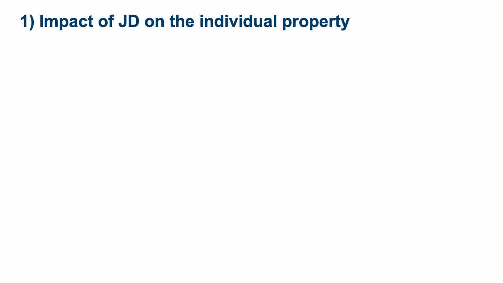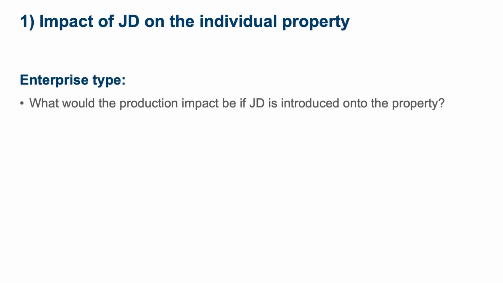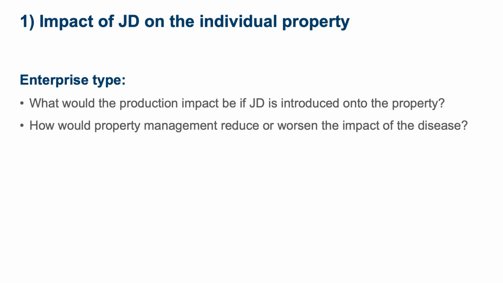The level of risk control measures necessary will always depend on the individual property's business model. When deciding, producers should consider the enterprise type. What would the production impact or consequence be if JD were introduced onto the property? Maybe very minimal for some, but very significant for others. How would property management reduce or worsen the impact of the disease? What level of control is actually needed?